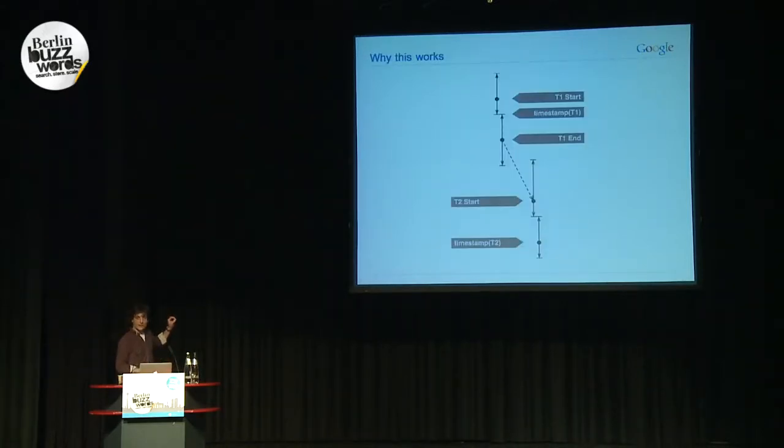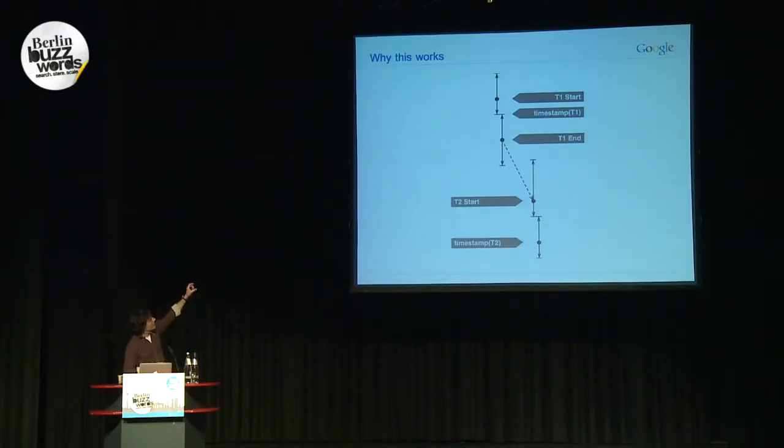This, I promise, is the hairiest slide in the whole presentation. This is why this works. So that first dot is the moment in real time at which transaction 1 started. And that first interval was the result of calling TrueTime at that instant. So we picked timestamp T1 to be a time that we knew was definitely greater than the transaction start time.